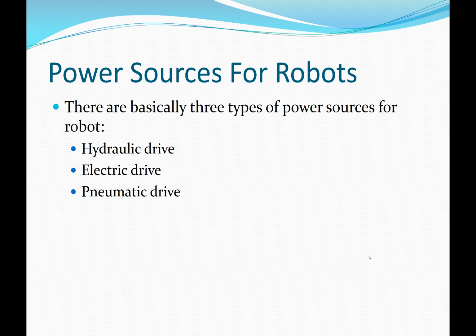So there are 3 types of power supplies or power sources for the robot. Hydraulic drive is an oil pump that pumps oil or water. Hydraulic fluid, in most cases, is a type of oil, very similar to transmission fluid in your car, or brake fluid.